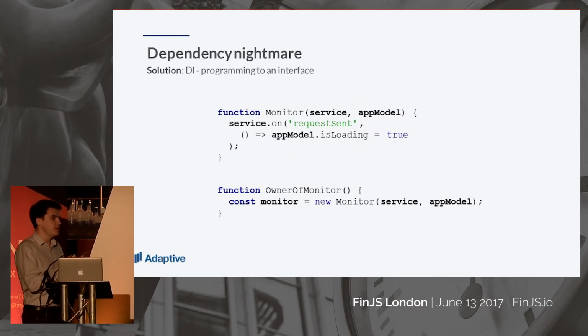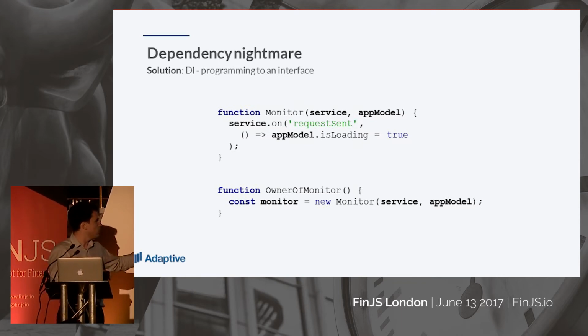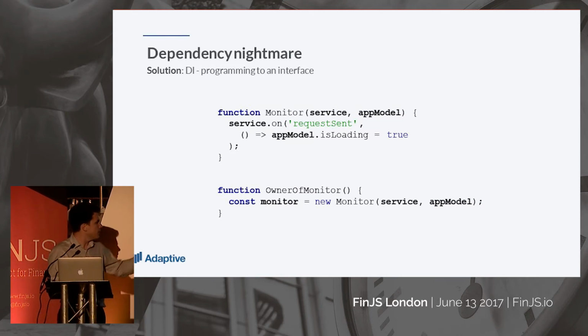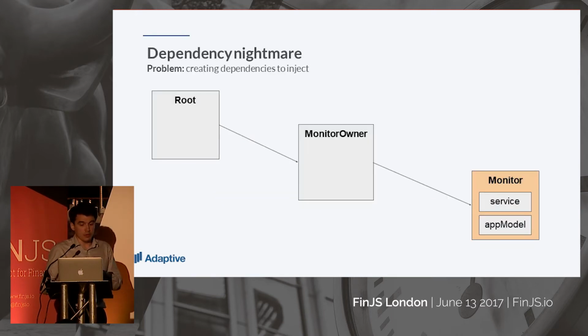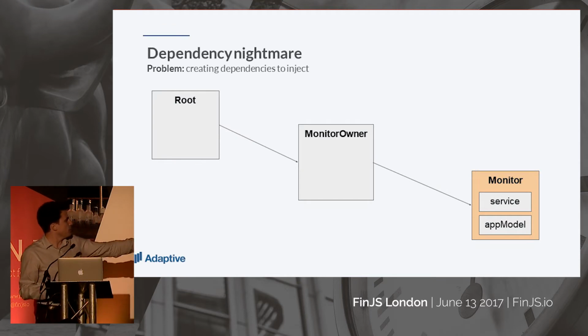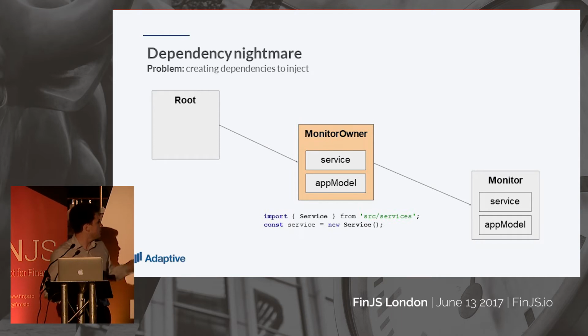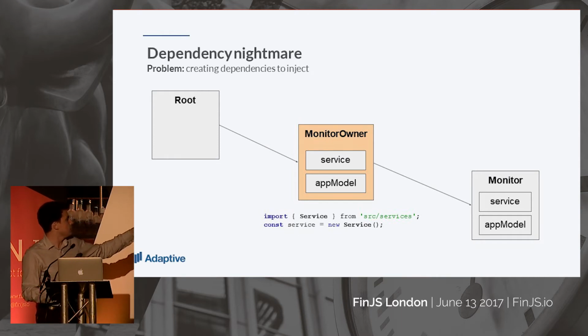But now, who passes these dependencies to it? There would be somewhere in your application a piece of code, the owner of the monitor. That owner would create an instance of the monitor and send the service and app model instances to it. So let me show you graphically what this looks like. A monitor there on the bottom right, one service and app model. We need to pass them somehow. Probably the monitor owner would bring them. So let's create the instances of service and app model in the monitor owner.